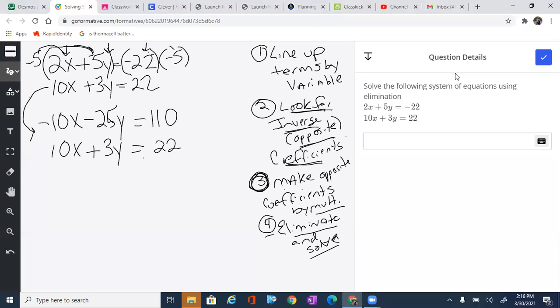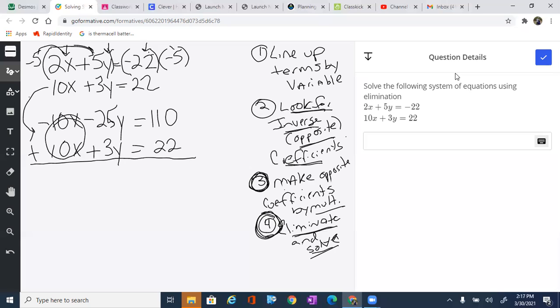Based off of what we saw in step number 2, look for inverse or opposite coefficients. We have made that happen. -10x and positive 10x are inverses, or they're opposite of each other. And because of that, we can now step down to step number 4, which is eliminate and solve. In order to do this, we are going to add the two equations together. So -10x plus 10x cancels, becoming a 0.